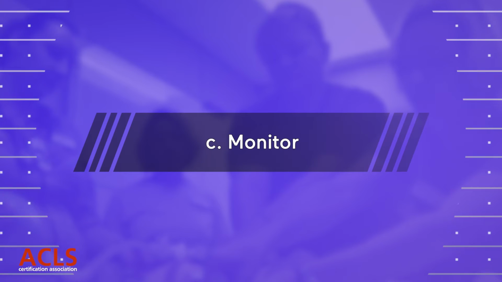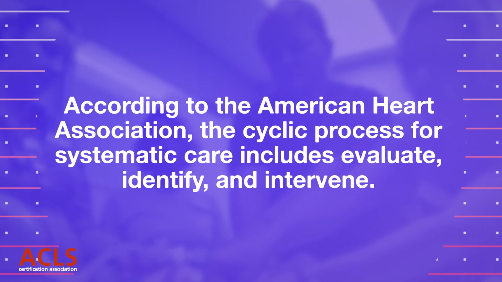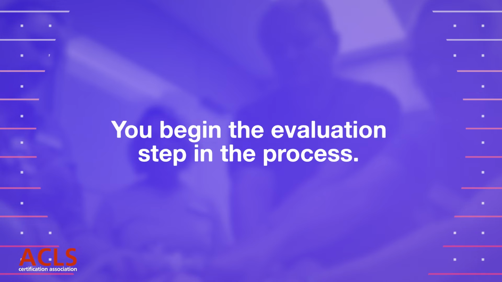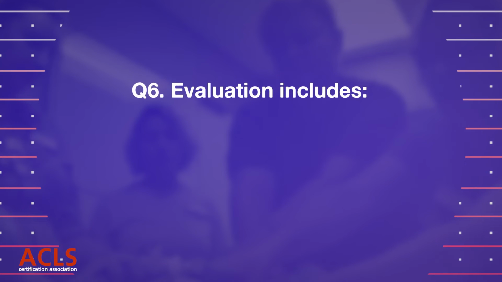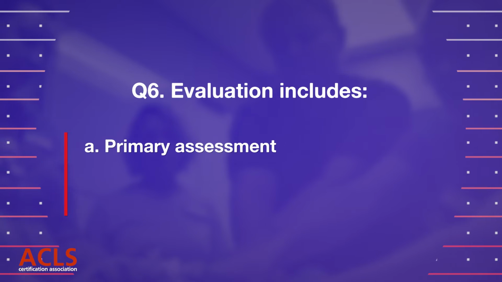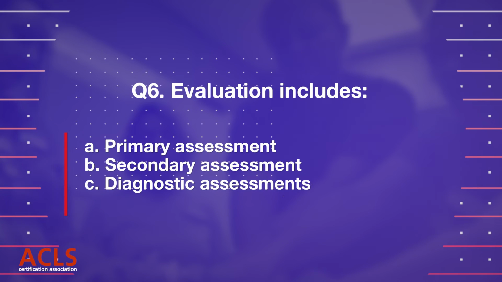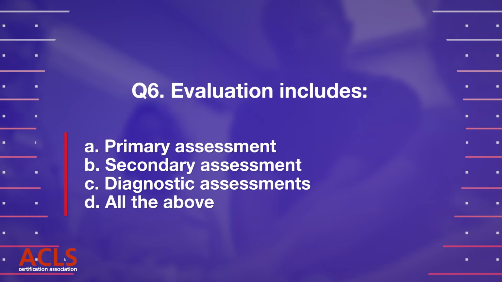Correct answer C. Monitor. According to the American Heart Association, this cyclic process includes evaluate, identify, and intervene. You begin the evaluation step in the process. 6. Evaluation includes A. Primary assessment. B. Secondary assessment. C. Diagnostic assessments. D. All of the above.